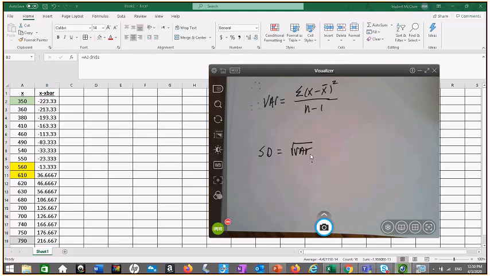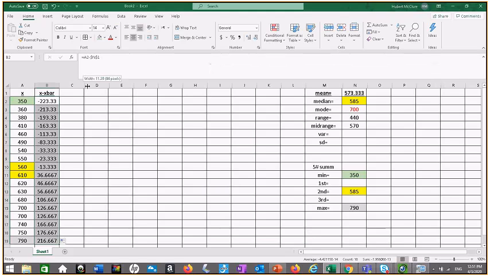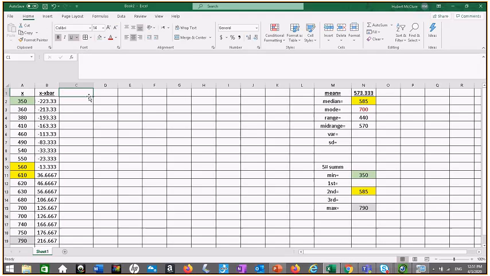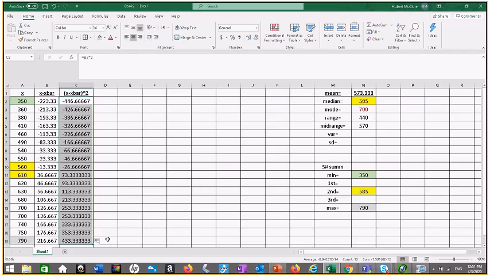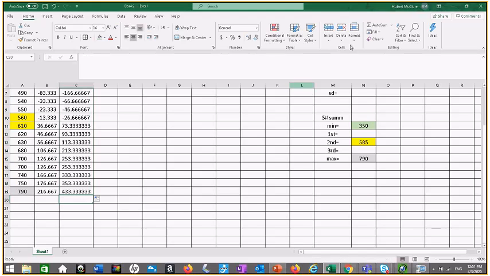And now let's go back. What do we do with x minus x bar? We square it. So now I'm going to call this next column x minus x bar quantity squared. I'm going to square each of these terms. And it just makes everything positive. And I'm going to copy that down. And then the funky sigma means that I'm going to add them all up. And that is my numerator.